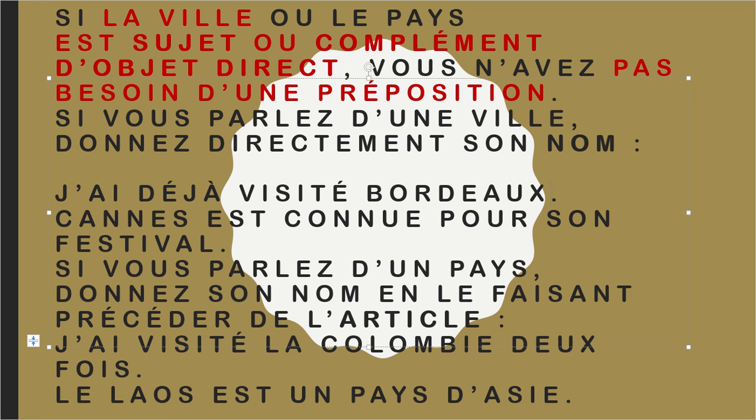But here you're just using it as a direct object. J'ai déjà visité Porto. That's it. If you want to describe further, you have to use the article. Le Laos est un pays d'Asie. Here we are telling something about Laos, so we are using le.